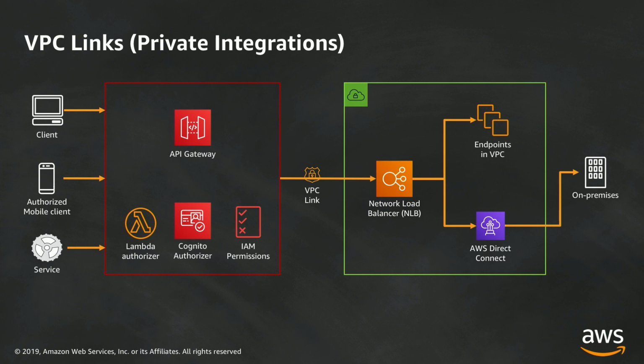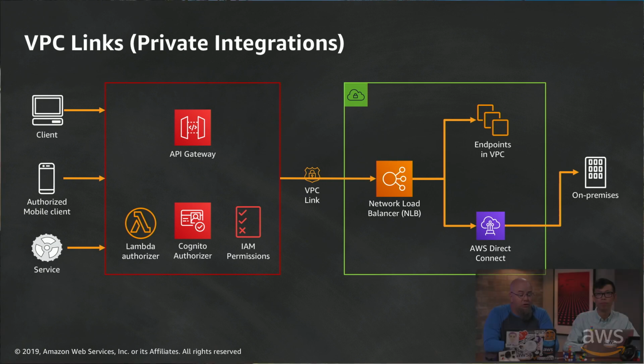And so on a private integration, what we're able to do, using a network load balancer, is connect via VPC link to that load balancer, and we can make available things that are in a VPC. You can make them available to really anything via the API Gateway.